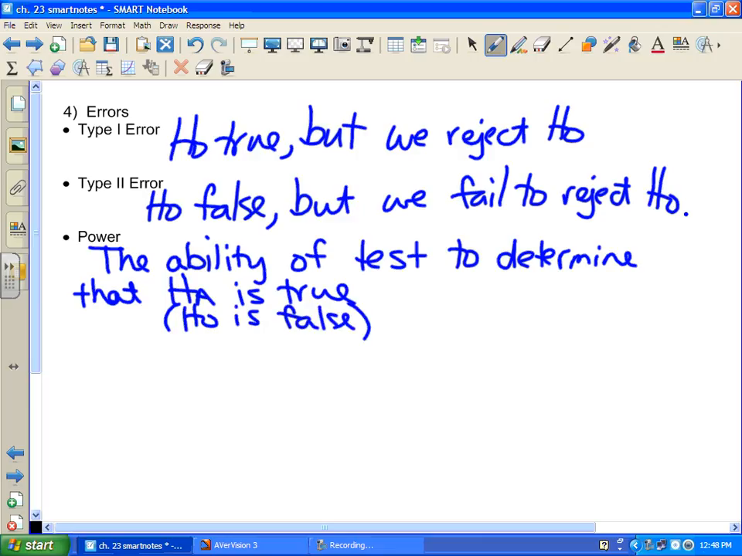How do you want to write that? It just depends on the situation. If we're given that it is.